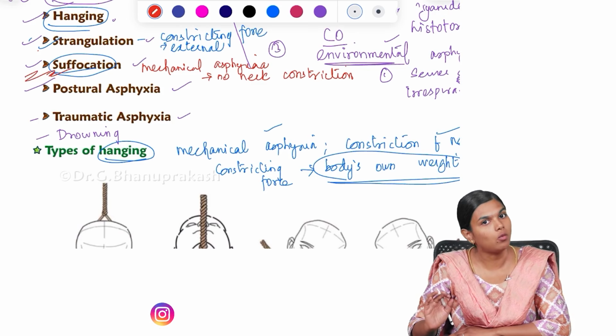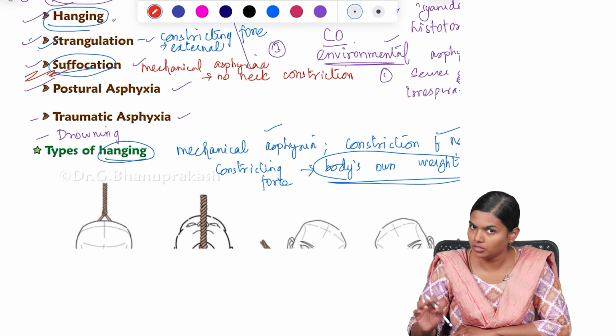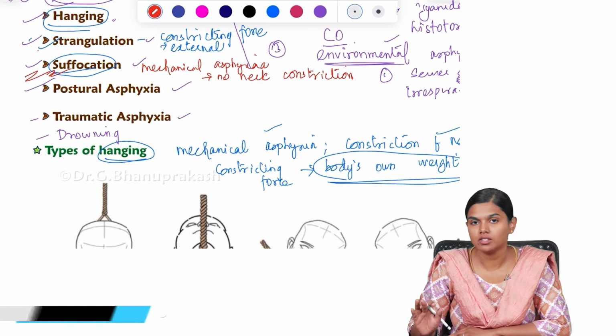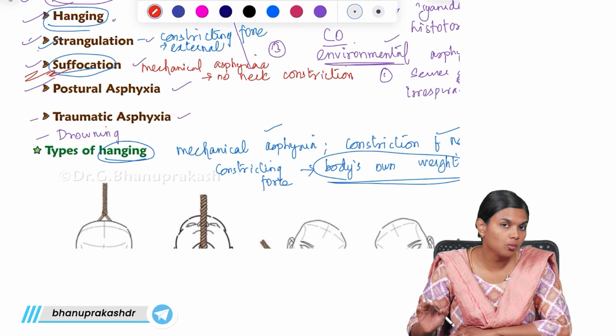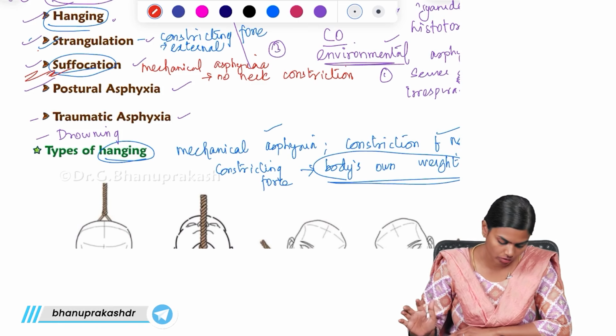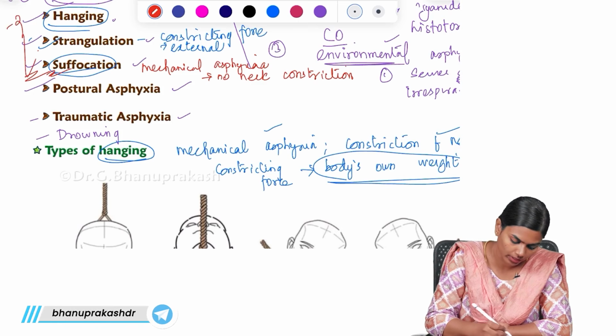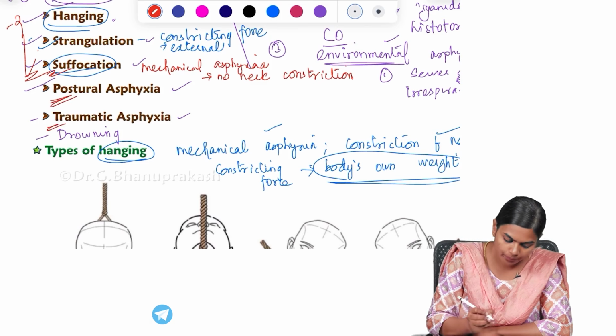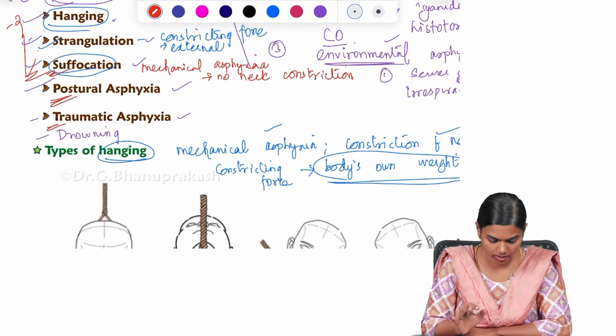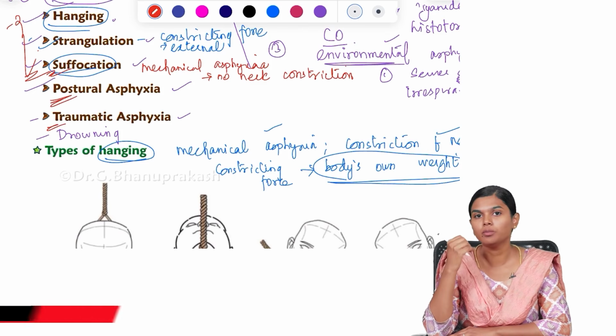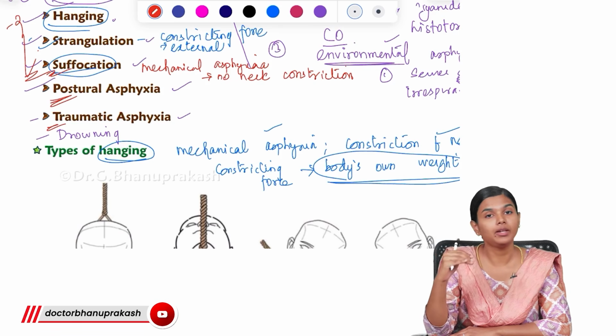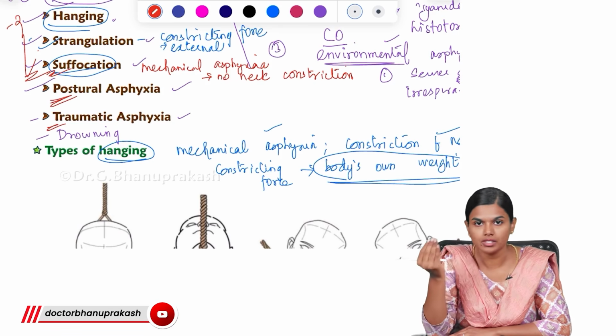So we have seen what is a hanging, what is a strangulation, and what is a suffocation. All these three are the most common things that we come across, and these are very, very important. Apart from that, you get two other things, that is postural asphyxia and traumatic asphyxia. Now these two may sound similar and may look similar, but the mechanism is kind of different.